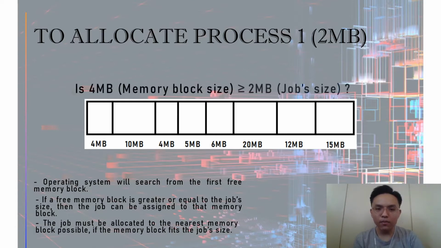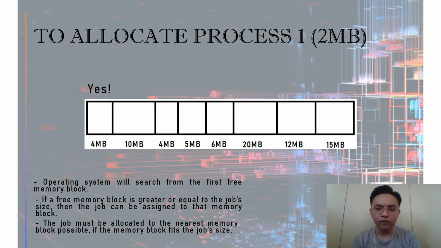Is the memory block at the first position greater than the job size, which is 2 MB? The answer is yes. So it can be allocated to the first memory block.